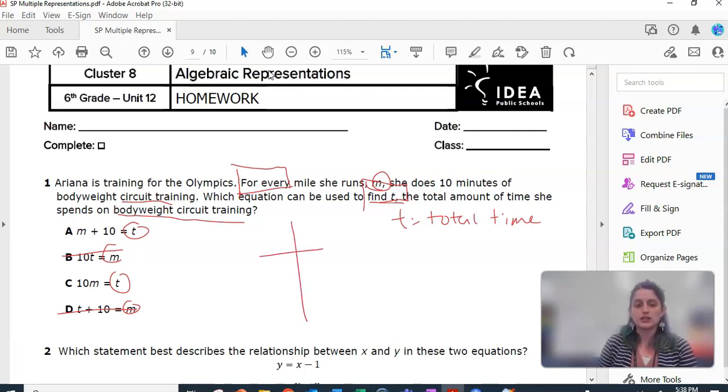So if you are still unclear about what that relationship is, you can make yourself a little T-chart. Miles, and then total minutes. If she runs 1 mile, she does 10 minutes of body weight circuit training. If she runs 2 miles, she does 20 minutes. If she does 3 miles, that's 30 minutes. That is a, you decide, additive or multiplicative relationship.